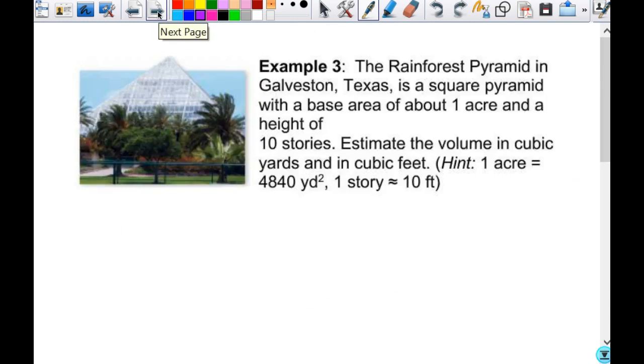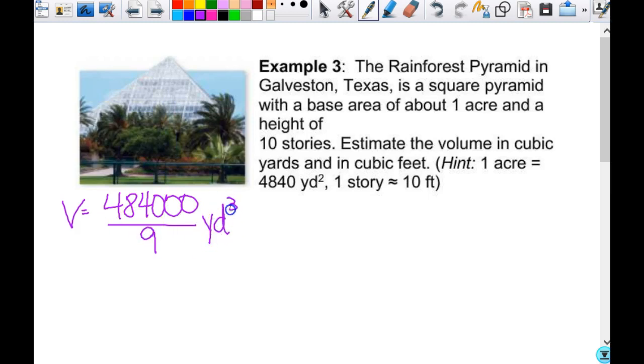So the rainforest pyramid in Galveston, Texas is a square pyramid with a base area of about 1 acre and a height of 10 stories. We're going to estimate the volume in cubic yards and in cubic feet. Okay, so we're not actually going to calculate that. I'm going to give it to you because I want to talk about something different but still related to this. So I'm going to give you that the volume in cubic yards is 484,000 divided by 9 yards cubed. Okay, so that's the volume in cubic yards.